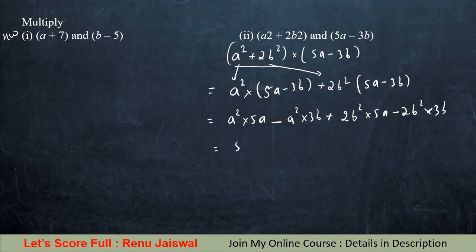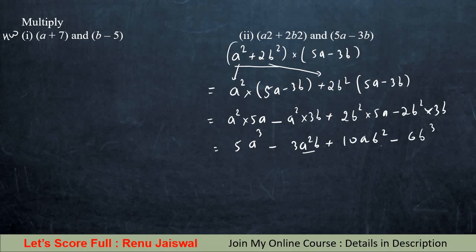And then 5, base is same, power add. Same way here, 3a square b, 5 2s are 10, ab square, and here 3 2s are 6, b cube. Here you can see this is a square, but here I have b square. It is not like terms, so the question stops here. This is our final answer.